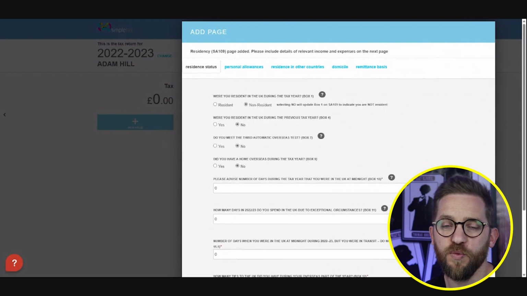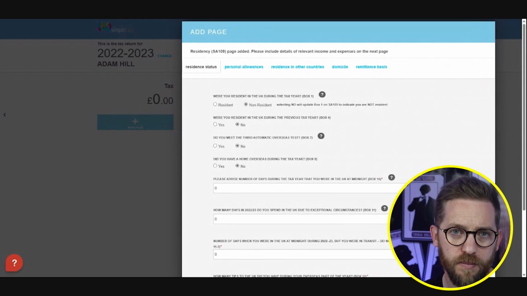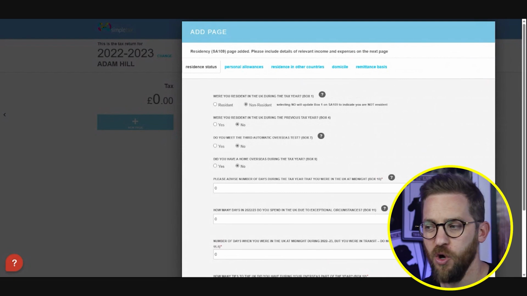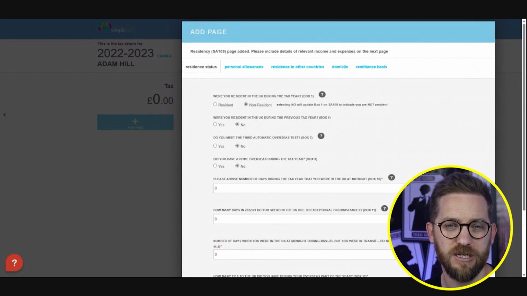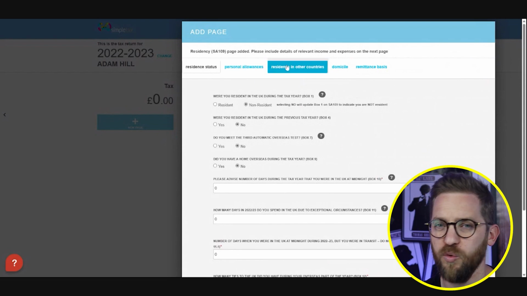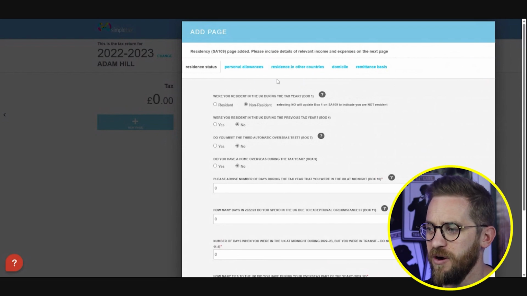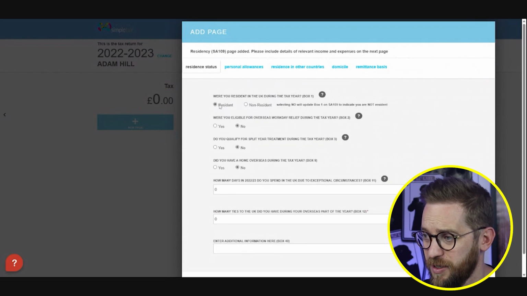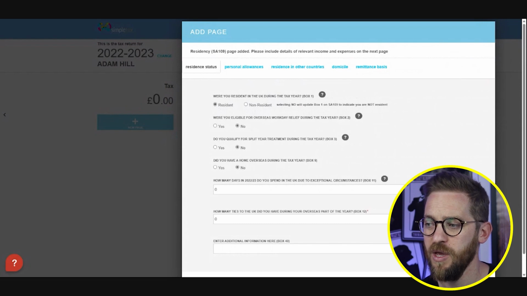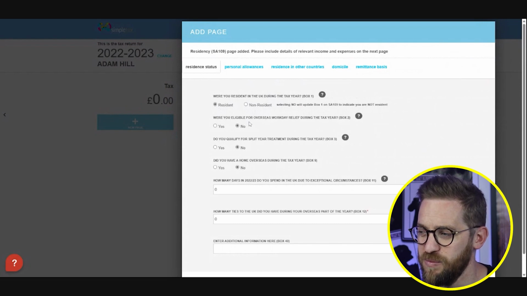I can then work through the questions that are presented to me. Lots of these won't actually apply, as this section produces all of the residency related questions, and I only really need the ones that relate to the remittance basis. But we'll start from the top and then work through each tab that we have here. The very first question is, were you resident in the UK during the tax year? I'm going to say yes, I'm resident, because you need to be tax resident in the UK in order to apply the remittance basis.